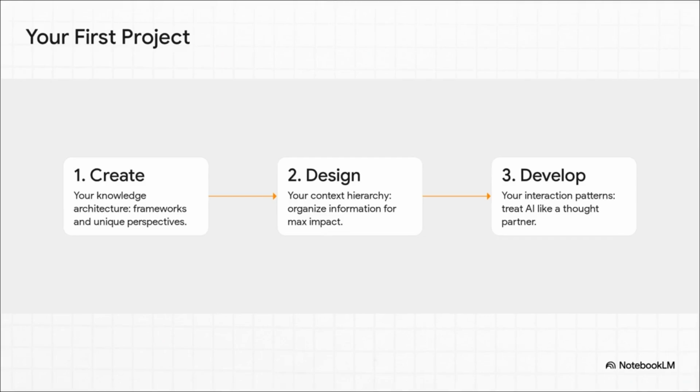This is about getting all of your unique ideas, your frameworks, your perspectives out of your head and into a system. Number 2, design your context hierarchy. This is how you organize it all. And number 3, develop new interaction patterns. And this is huge. You have to stop treating the AI like a vending machine where you put a prompt in and get a result out. You need to start treating it like a thought partner that has access to your entire library of knowledge.